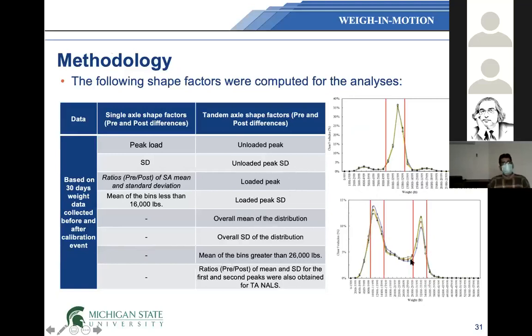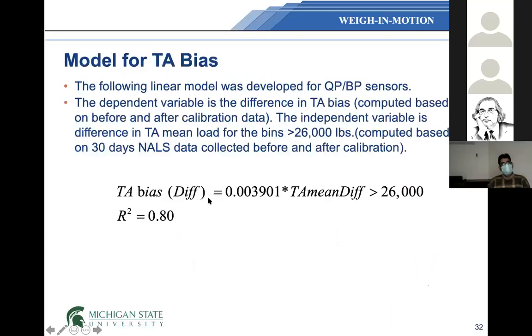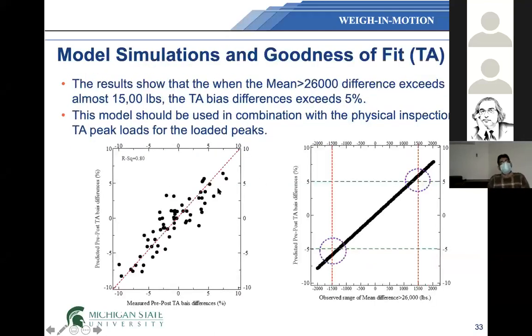So if your data is more than 26,000, we are looking at those. Basically, the higher load will cause more damage. So we want to identify those, and we looked at the mean, shift in the mean, standard deviation, all of those shape factors based on the single and tandem load spectra. And we want to relate it to the difference in the bias for tandem. And we got this model, which is quite accurate for these data.